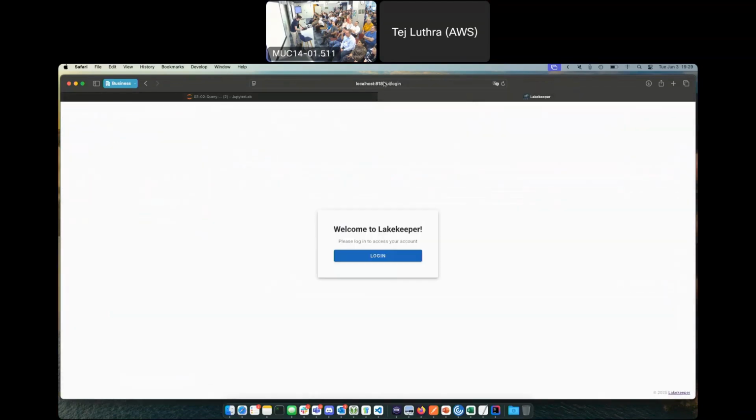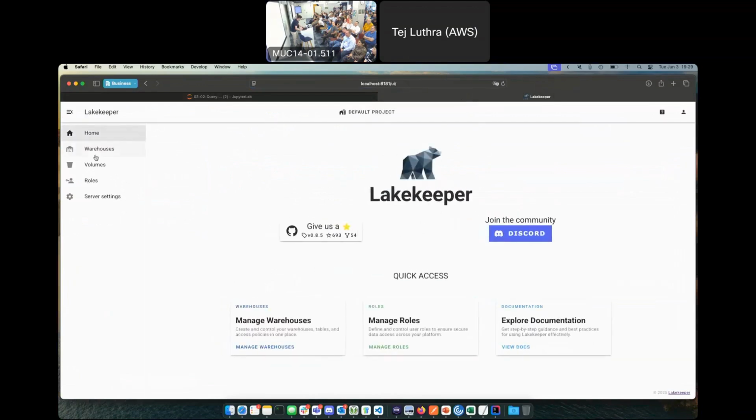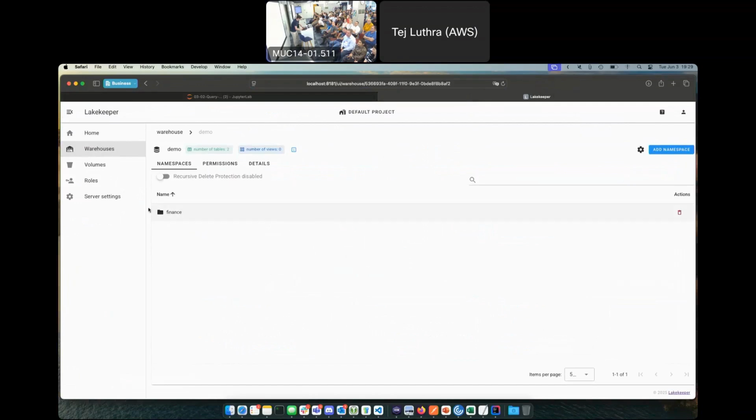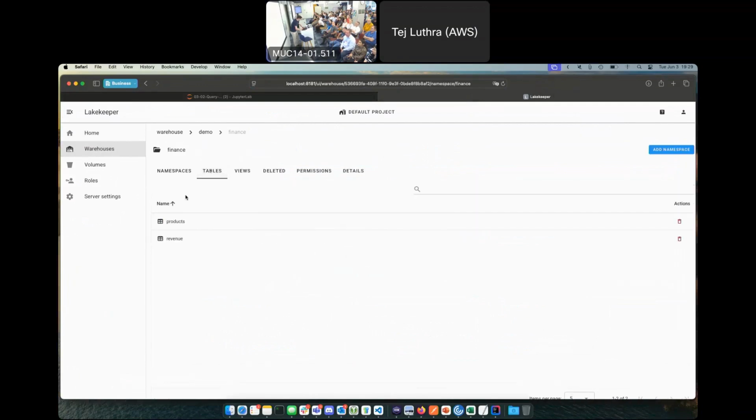And now if I open my catalog, let's log into Lakekeeper here. We have a warehouse. This is an Iceberg warehouse. And in this warehouse, we have a namespace called finance. And in here, we have our 2 different tables that we can see here.